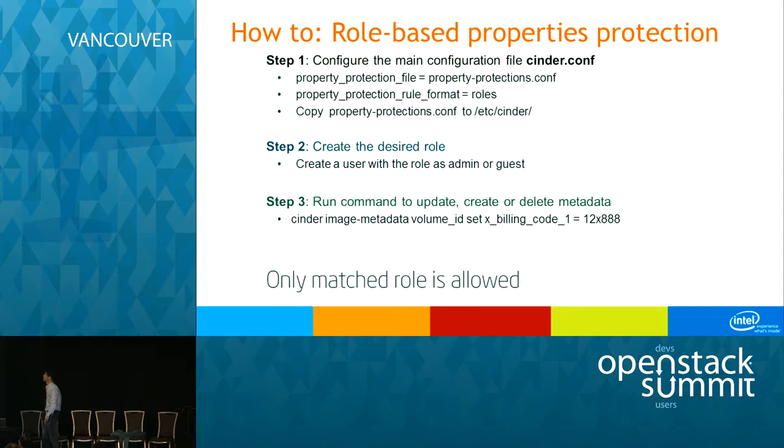This is some configuration if we want to use that. The first step, you should configure cinder.conf. You should define the property files as property_protection.conf, and you should also define the rule format as rules and copy this file into the /etc/cinder/ directory.